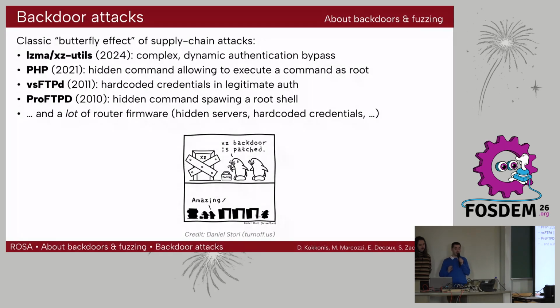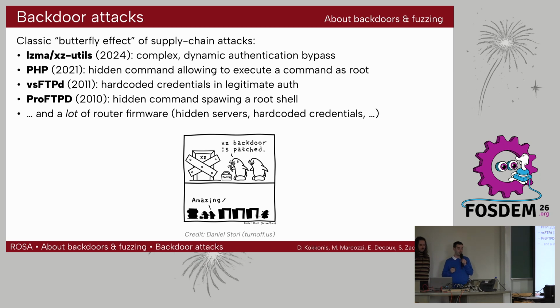In all these cases, you have what we call the butterfly effect of supply chain attacks, because if you plant the backdoor at the right place in the supply chain, it will infect everything above. With a router, you plant it in the firmware, and all the people who get this router get the backdoor. If you plant it in XZ, all the software which reuses XZ will get the backdoor.